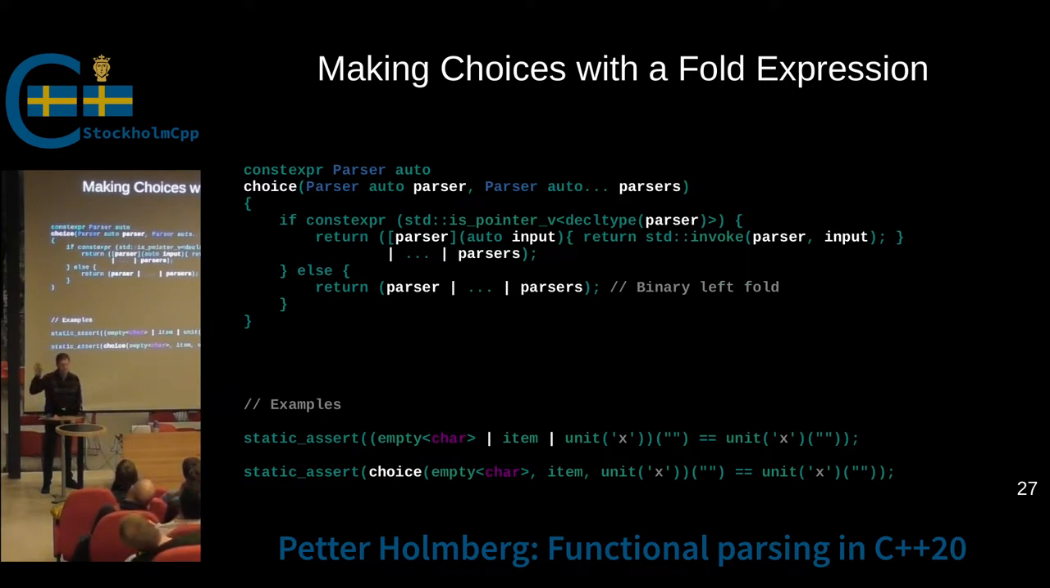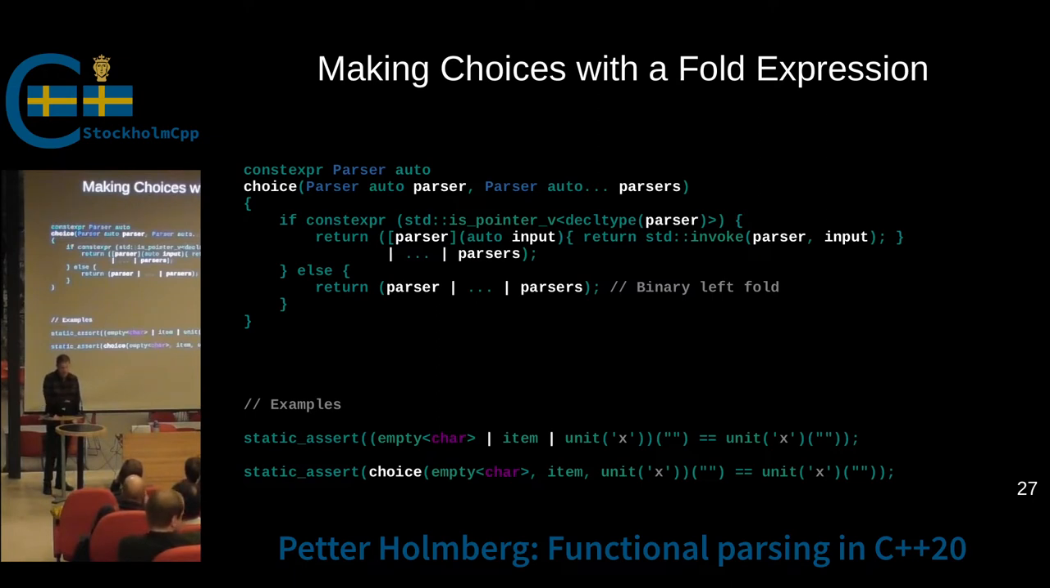So it takes a parser and a pack of parsers. And then I'm using a fold expression here. So it's a binary left fold. If you ignore the if constexpr, look at the stuff inside of the else here. What this will do: if you call it with just one parser, it just returns it. But if you call it with some additional parsers, it will call my operator, passing in first the parser and the first of the parsers, take the return value, pass it in on the left with the second of the parsers, and so on and so on. So it's like a loop.